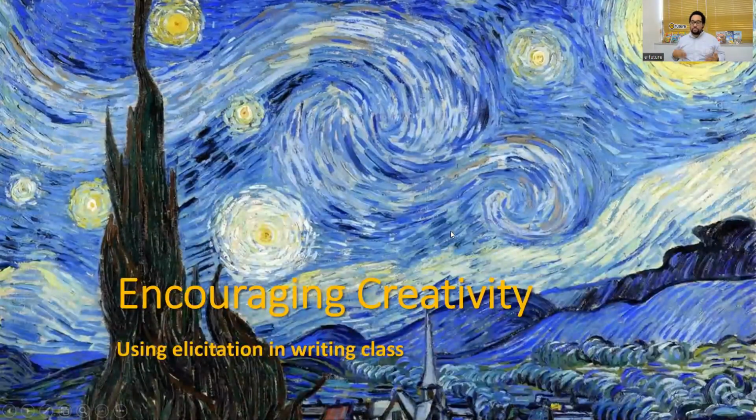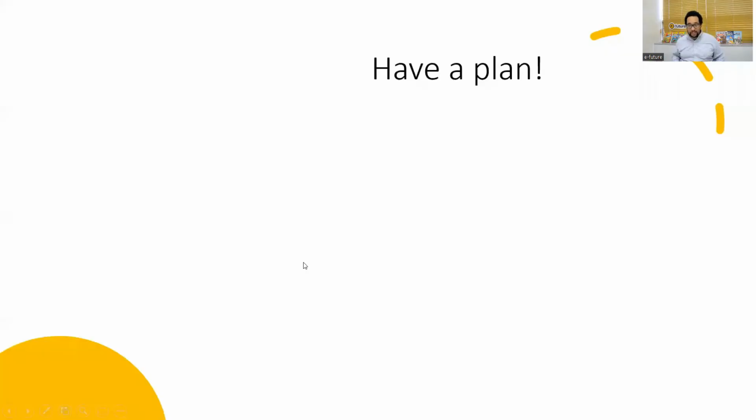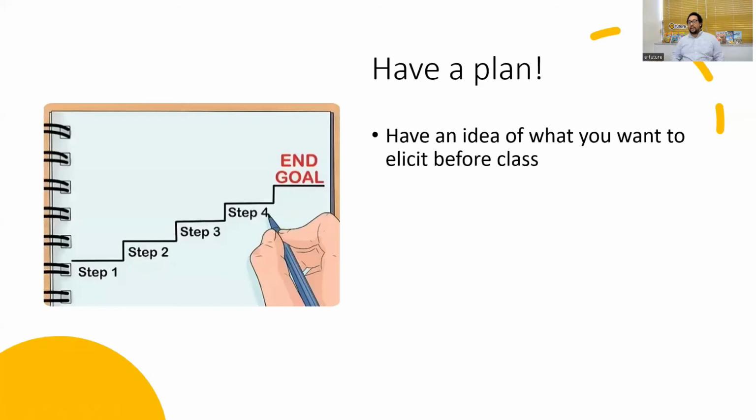Okay, so let's briefly talk about how to encourage creativity. We're going to encourage creativity through elicitation, but that takes some planning, and that's why we're going to talk about having a plan first. So you want to have a plan. You want to have an idea of what you want to elicit before class.